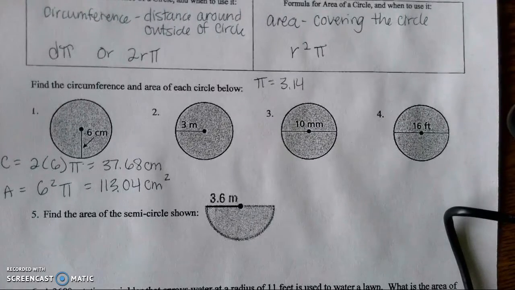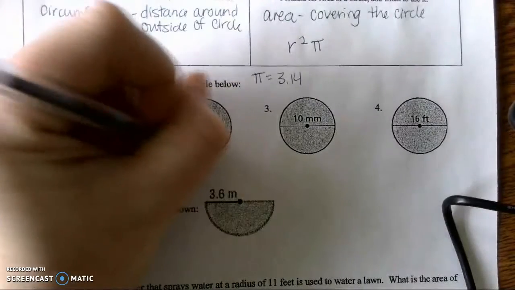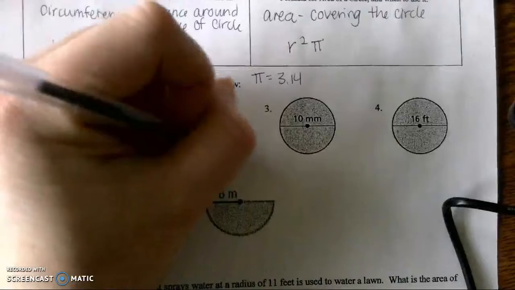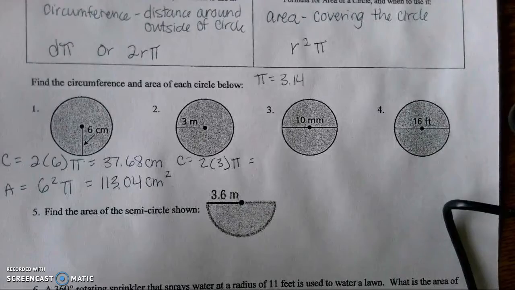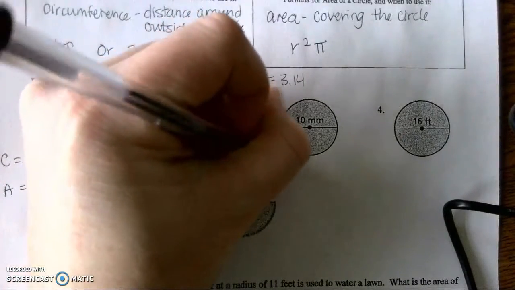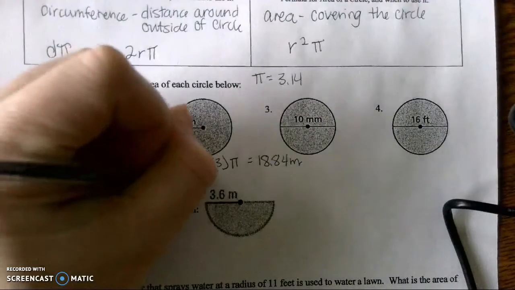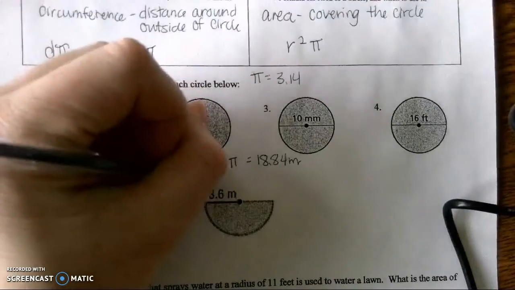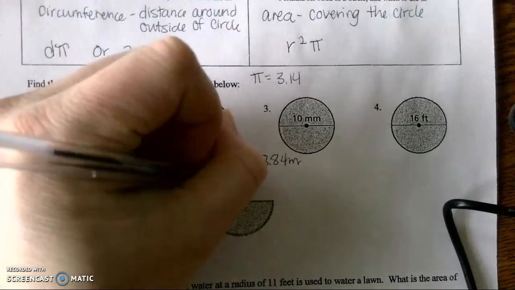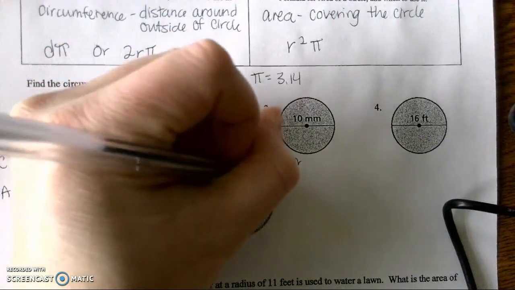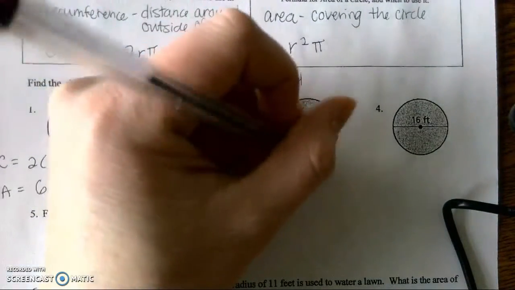So then we look at number 2. So my circumference, I'm going to take 2, multiply by the radius of 3, multiply by pi, which is just 3.14. And when I type that into my calculator, I would get 18.84 meters. Then for area, so I'm going to take the radius and square it, which would give me 9. So 9 times pi would give me 28.26 meters squared.